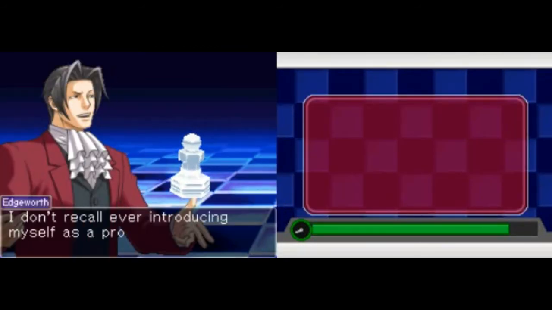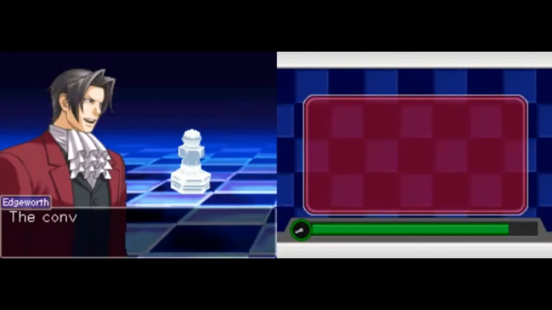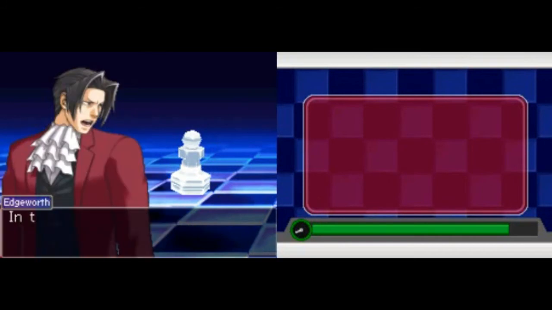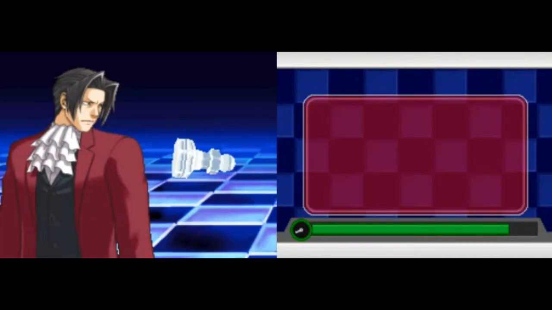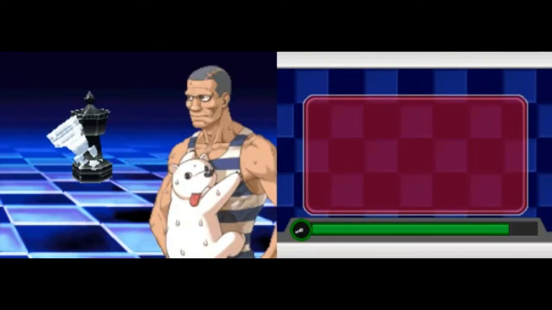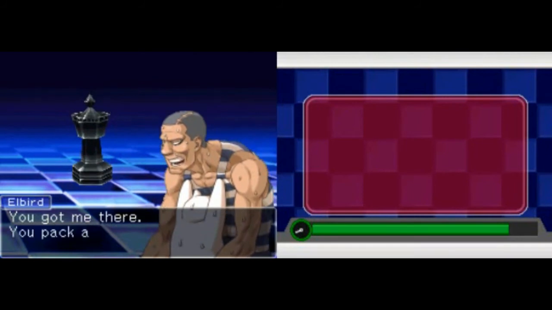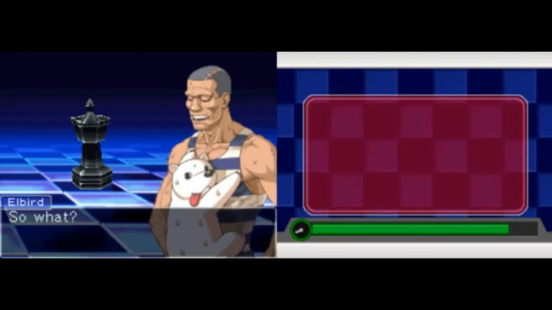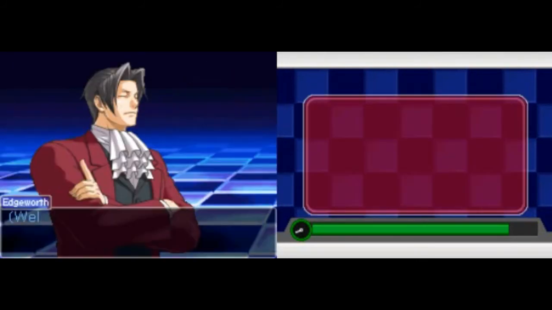I don't recall introducing myself as a prosecutor. How'd you know? That's the conversation we had when we first entered this room. Were you by any chance eavesdropping on us? In that case, there's no way you could have been asleep. You lied to us. You got me there. You pack a nice punch. Yeah, I lied about sleeping. So what? I was just exercising in this room. You got a problem with that?